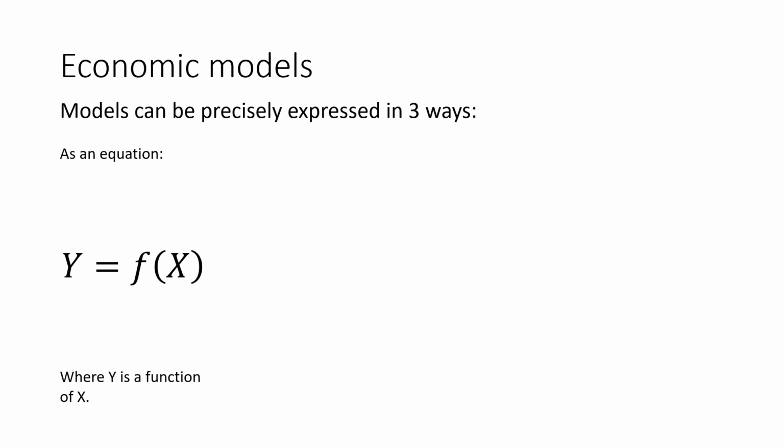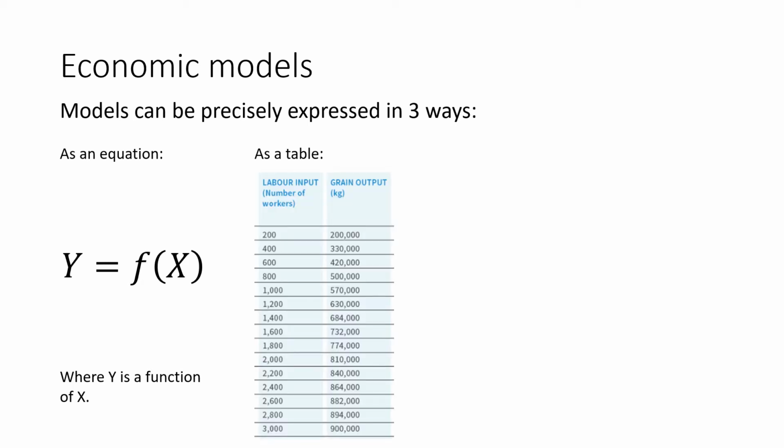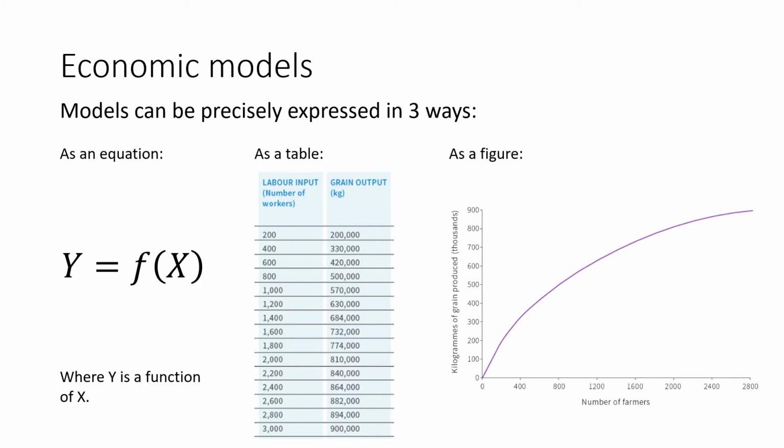Economic models can be precisely expressed in three ways. As an equation, we know y equals f(x), where y is a function of x. Mathematically, that's what it means. In a table, you're seeing the labor input, the number of workers, with the grain output. And as a figure, you can draw these numbers in a graph like that: number of farmers on the x-axis, and kilograms of grain produced on the y-axis.